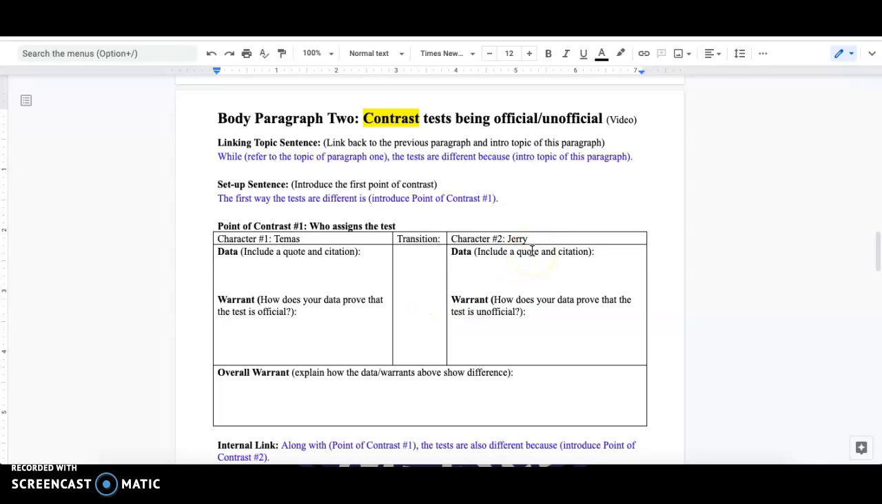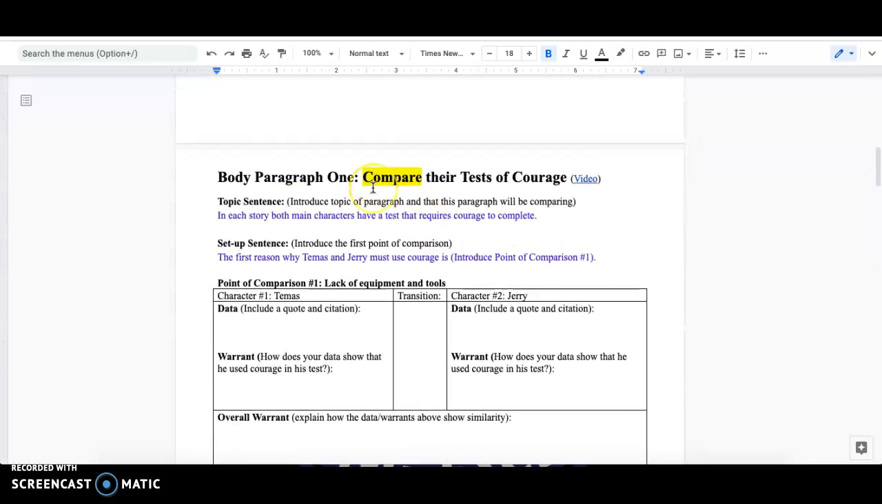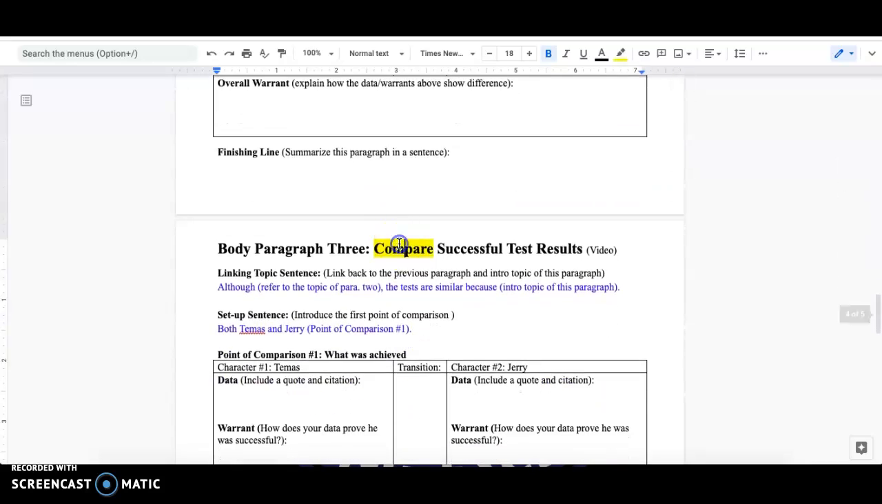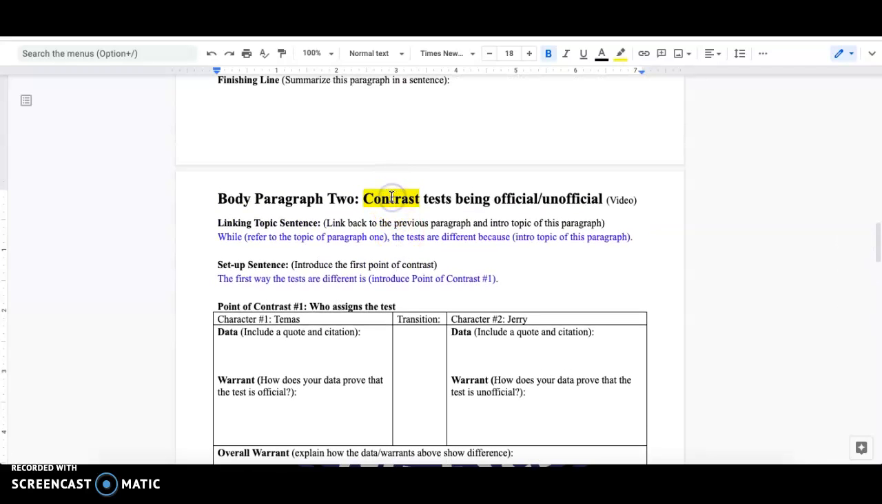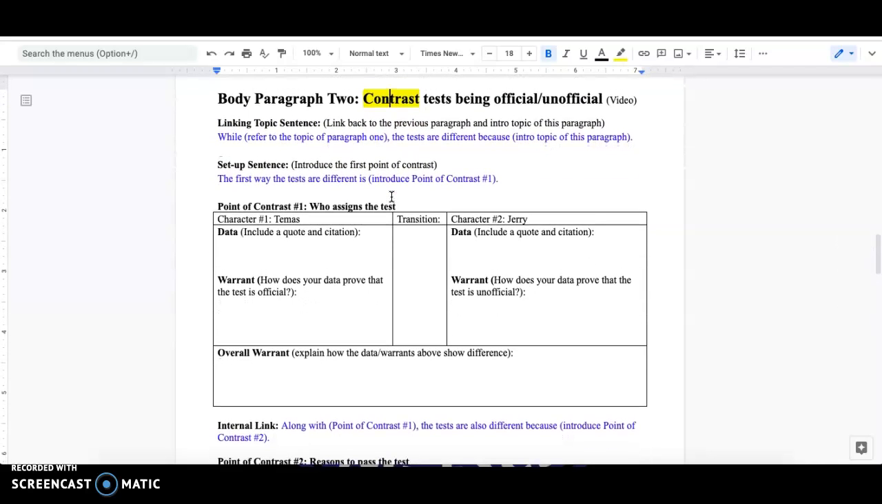All right, body paragraph 2 is structured the exact same way, except the main idea of the topic is different. Obviously, the topics are different, but this paragraph is a contrast paragraph. So where body paragraphs 1 and 3 are compare, body paragraph 2 is a contrast. So you are contrasting certain elements. The main idea, the main topic of the paragraph is that you are contrasting the part that Tamas's test was official and Jerry's test was unofficial.